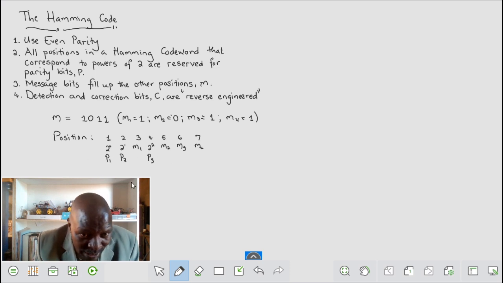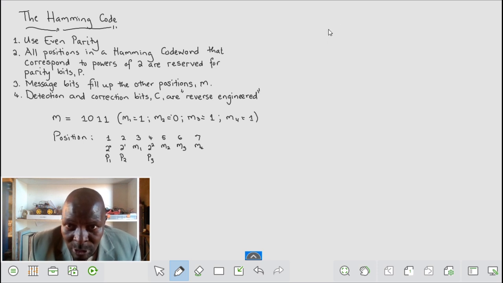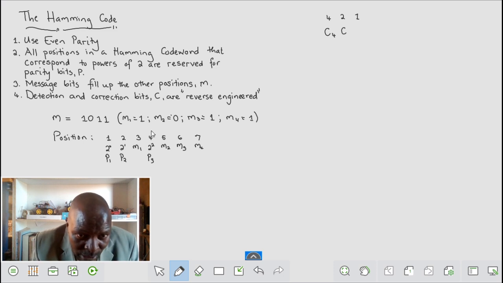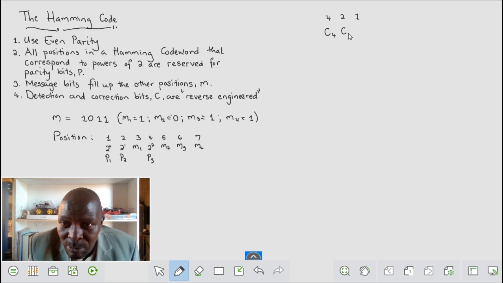Then how do we determine our parity bits P1, P2, and P3? Now I'm going to call these correction bits. Let's put our correction bits. I only need 3. One will correspond to C4, one will correspond to C2. I'm using here 4, 2, and 1. Why? I only have those powers 4, 2, and 1. So our detection and correction there is going to use C bits. So that will be C2 and that will be C1.